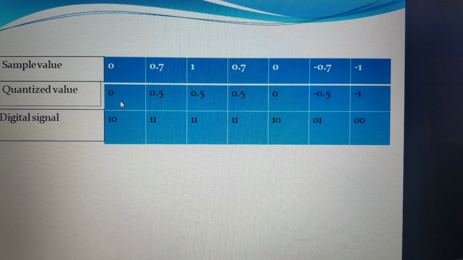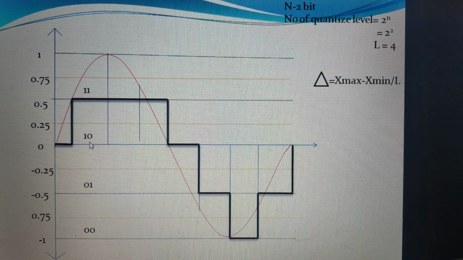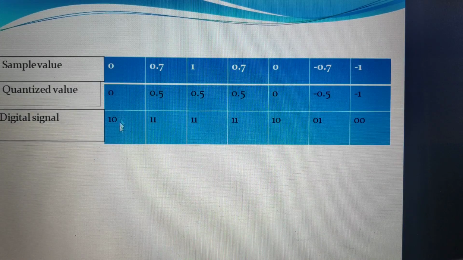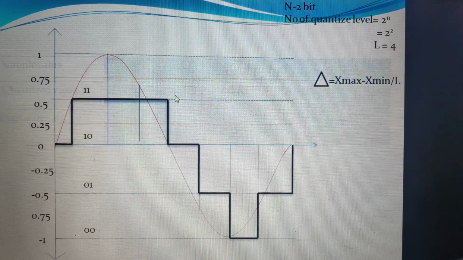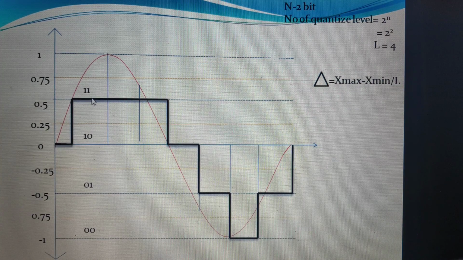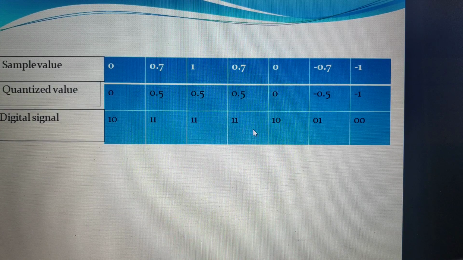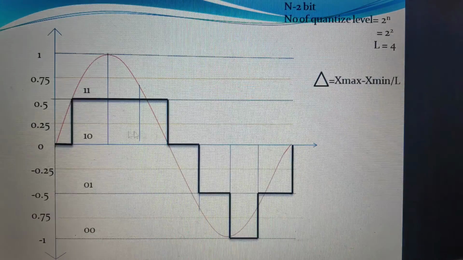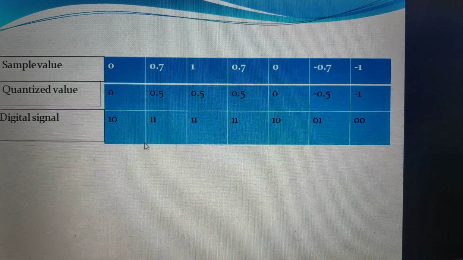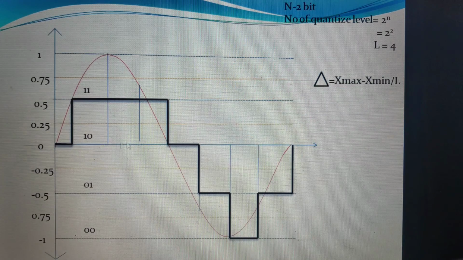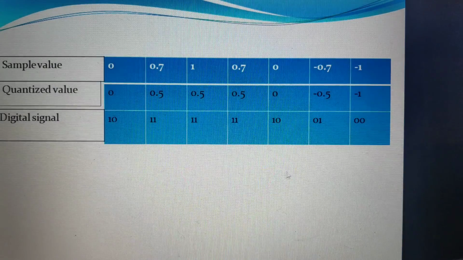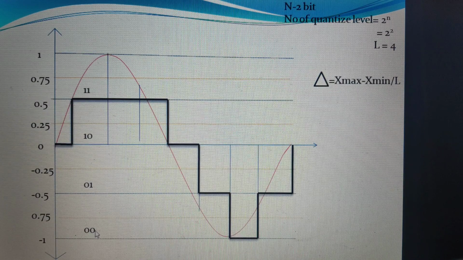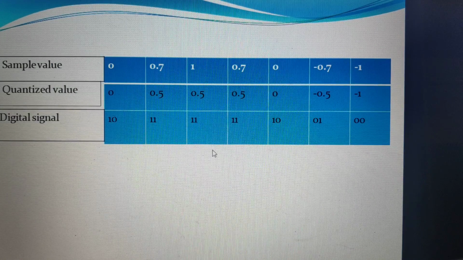And now for 0 we have taken 10. For 0.5 we have taken 11, and for 0.5 again 11, and for 0 again we have taken 10, and for minus 0.5 we have taken 01, and for minus 1 we have taken 00. So like this we will find a digital signal after the quantization of the discrete signal.